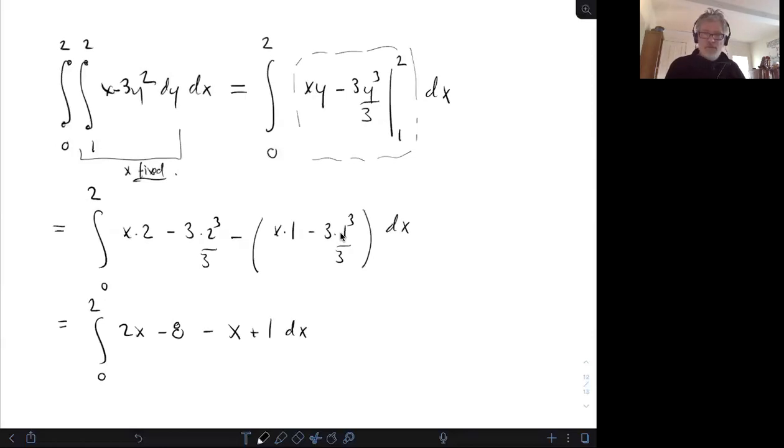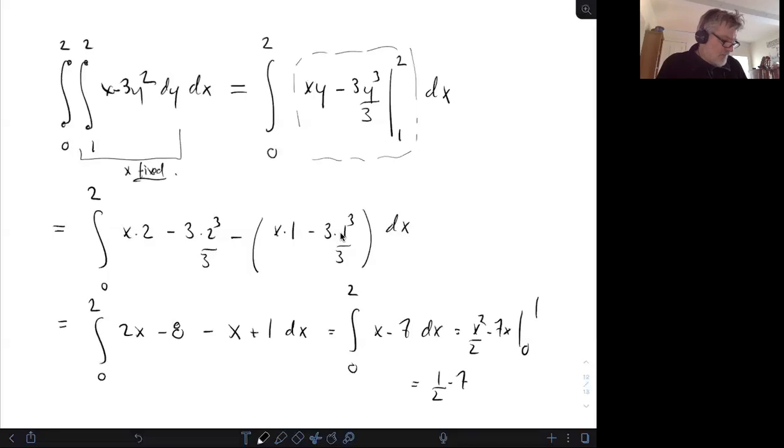If you see me make a mistake, just let me know. And so this is the integral 0 to 2 of x minus 7. I hope I didn't mess up. Okay, and then this is easy. This is just x squared over 2 minus 7x between 0 and 1. And that's 1/2 minus 7.